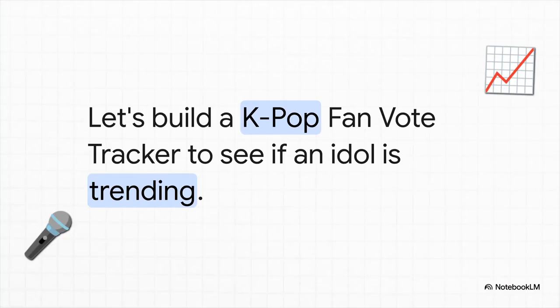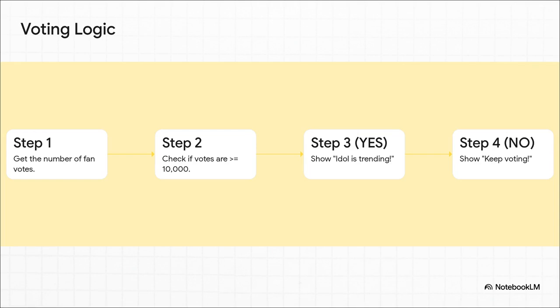All right, let's switch gears for our next example. We're going to build something you'd totally see on a K-pop fan voting app. The mission is simple. We need to get the number of votes for an idol and check if it's enough for them to be considered trending. So the logic here is a super simple flow. Step 1, we get the fan votes using our input command. Step 2, and this is the key part, the code asks a question. Are the votes greater than or equal to 10,000?